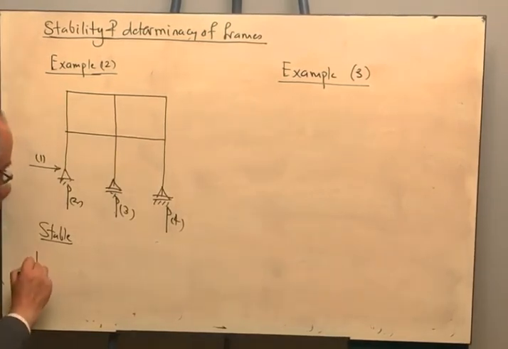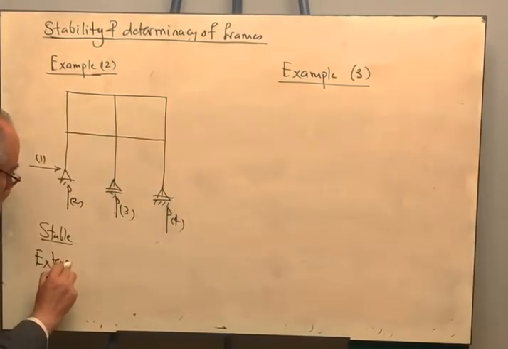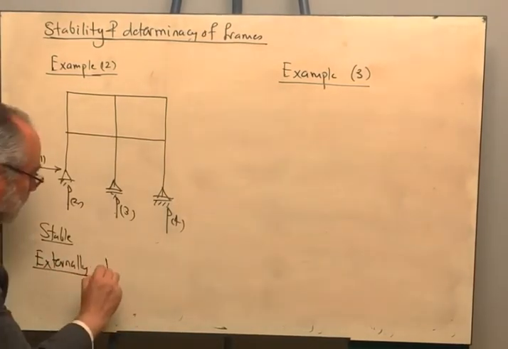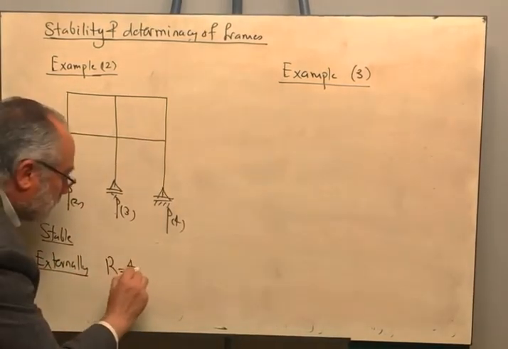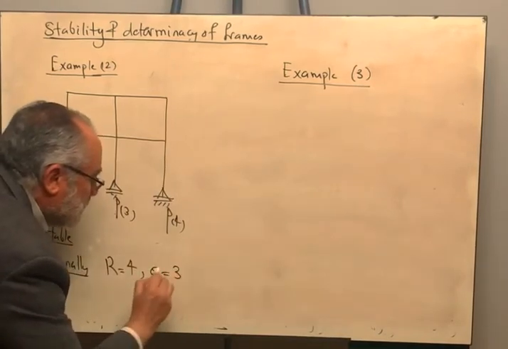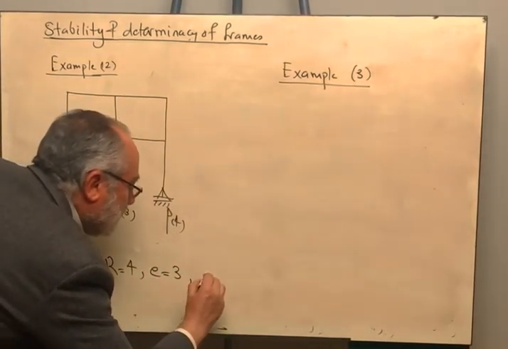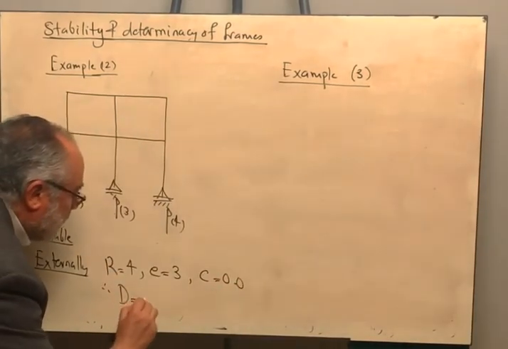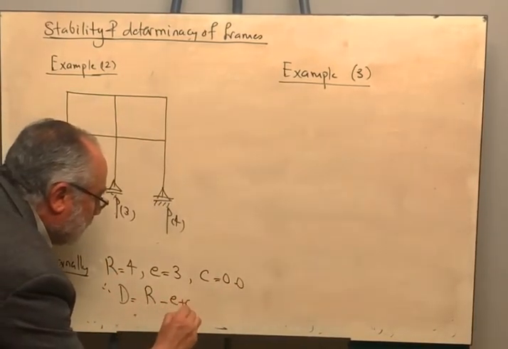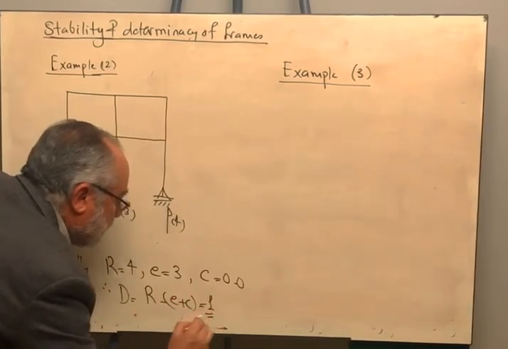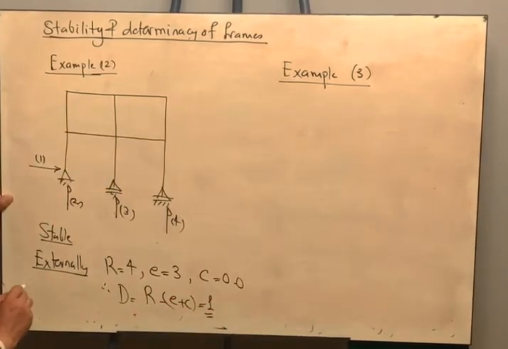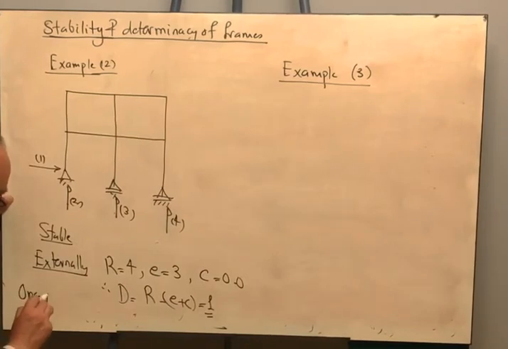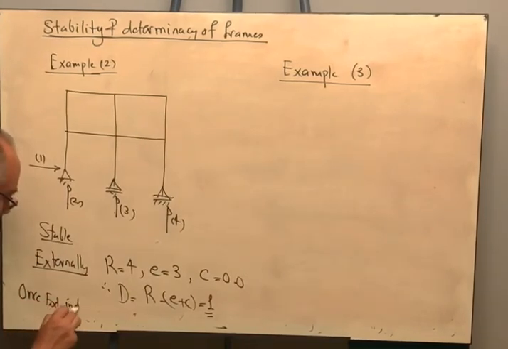Okay, externally, the support reactions is 4. The equilibrium equations is 3. I don't have any condition equation, it is 0. Therefore the degree of indeterminacy is R minus E plus C, therefore it is 1. Therefore it is once externally indeterminate.